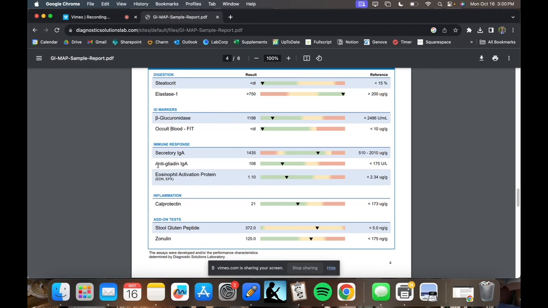Next is markers of your immune response. So secretory IgA. Secretory IgA is part of your mucosal immune system. So this is present in the gut, in the sinuses, in the vaginal canal, things like that. And it's a first line of defense before pathogens get absorbed into the bloodstream. So, I'm looking for multiple themes here.